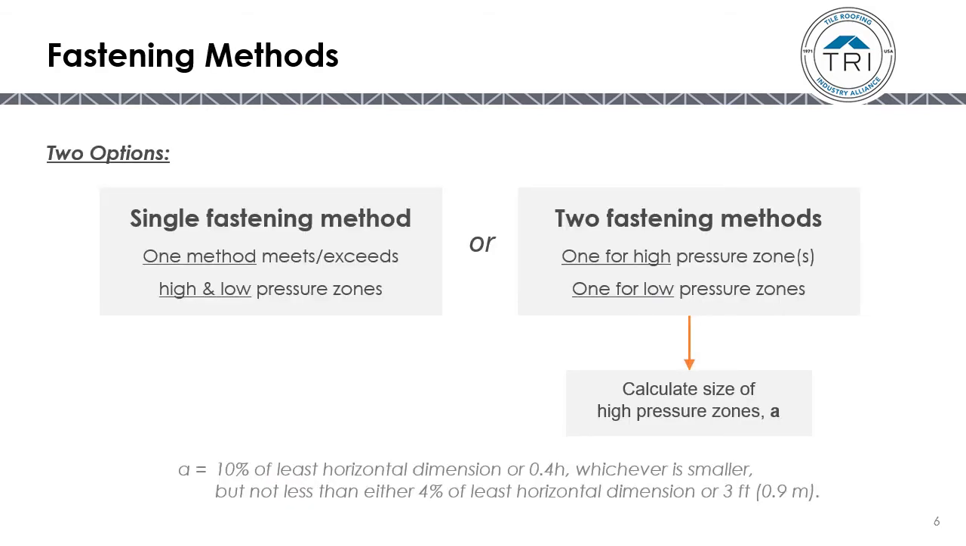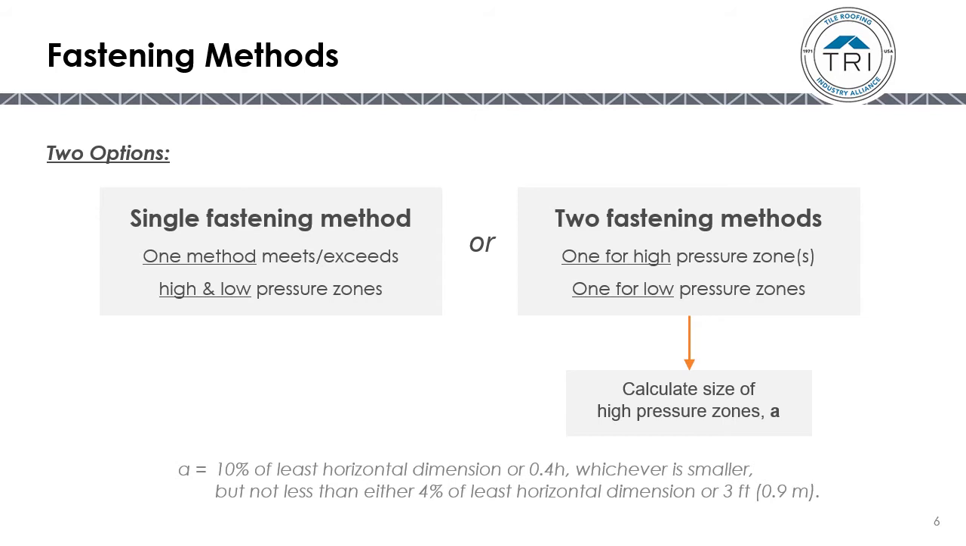When looking at the whole roof and the roof zones, there's 2 options. The first option is the single fastening method, where you use one fastening method for the entire roof that meets or exceeds both the high and low pressure zones. The other method is the two fastening method, where you use one method of fastening for the high pressure zones while using another method of fastening for the low pressure zones.